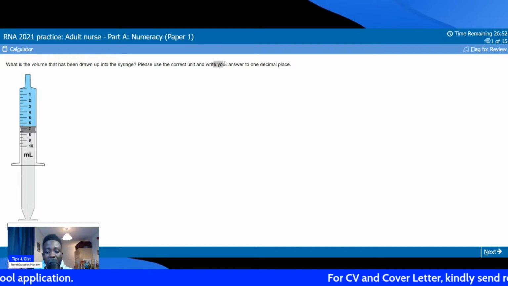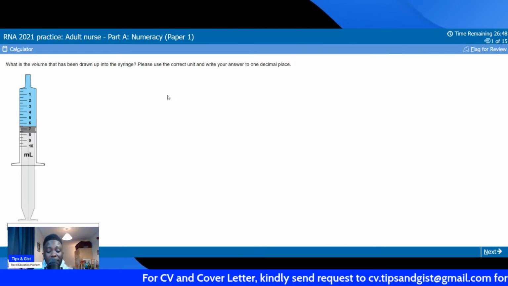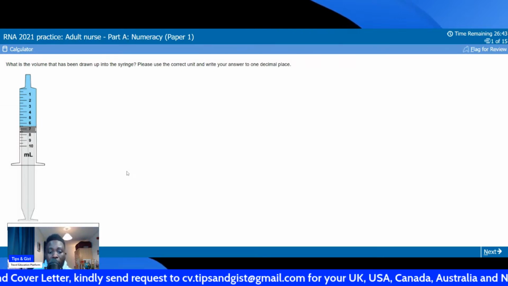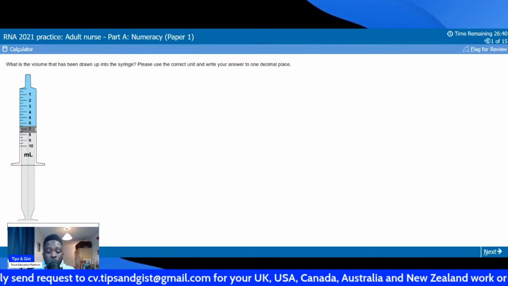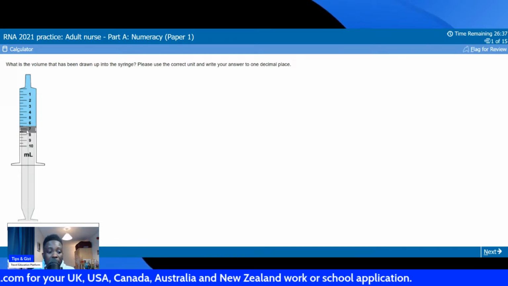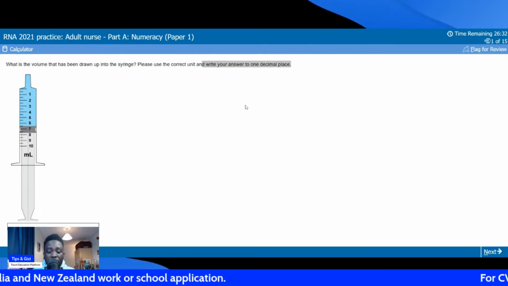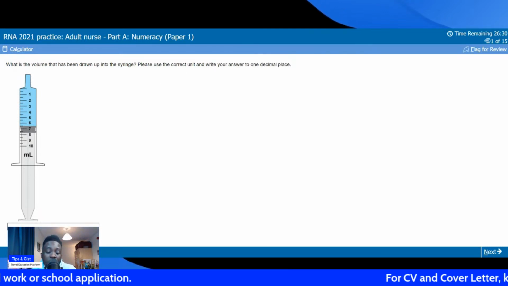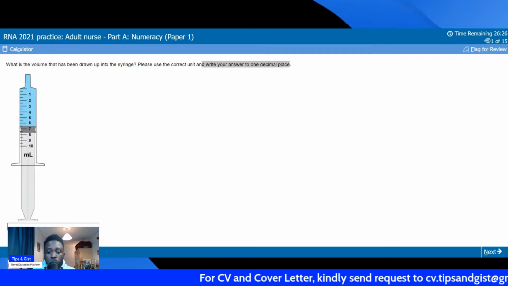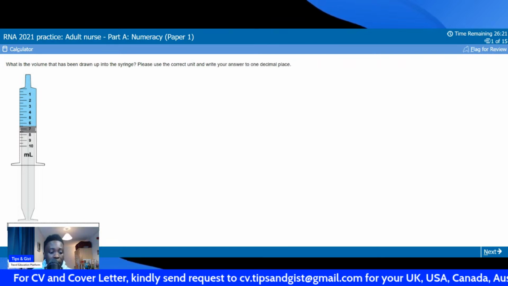Now let us look at the other instruction. Write your answer to 1 decimal place. That means we should write just 6.5, but we shouldn't write 6.50 or 6.51 or 6.52, right? So that means we should keep it to 1 decimal place. Even if you don't think that it is exactly 6.5, because of this instruction, you have to round it to 6.5, because you cannot say 6.51 or 6.52. No, you have to round it, because they are saying correct it to 1 decimal place. So that gives you a clue of the exact answer.